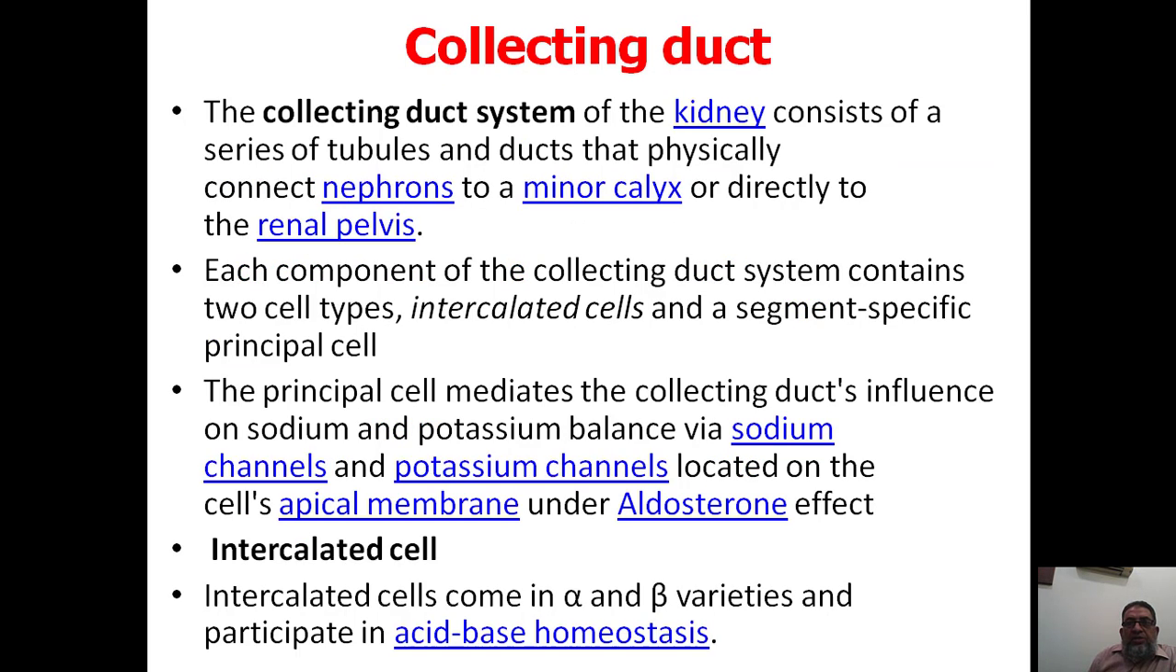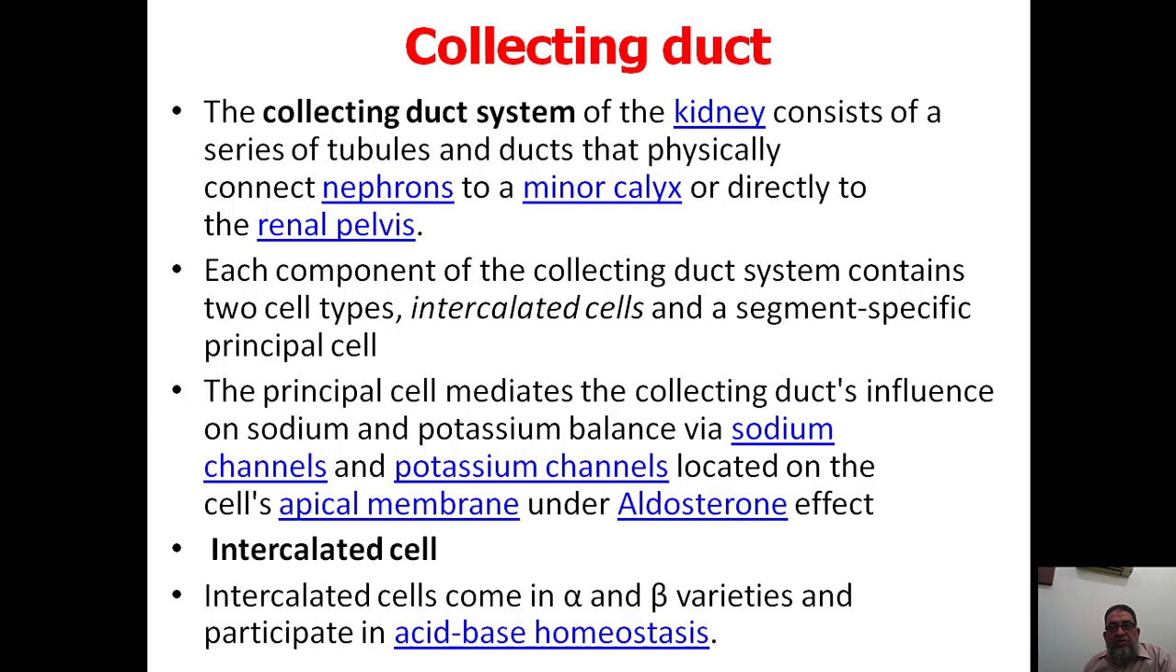The collecting duct system of the kidney consists of a series of tubule ducts that physically connect the nephron to the minor calyx. So always remember that the distal convoluted tubule of the nephron connects with the minor calyx.